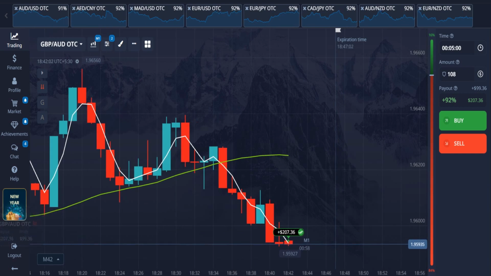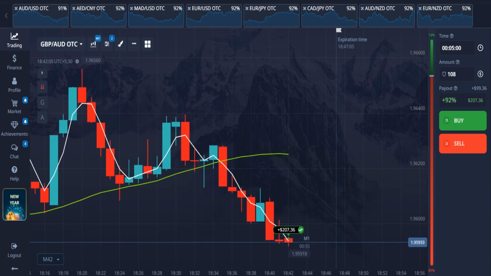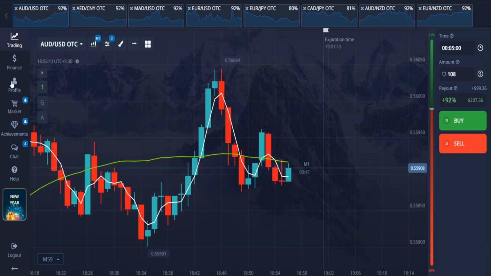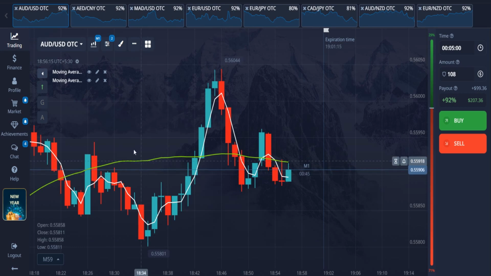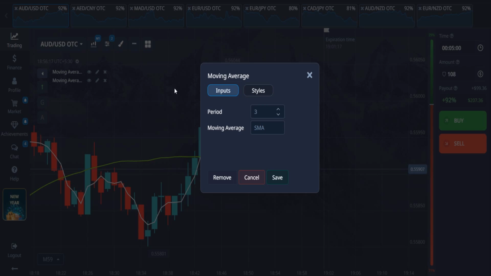Let's keep the momentum going and dive into the settings for the two simple moving averages indicators that we're using in this strategy. Here's how to set them up step by step. Add the first simple moving average indicator. Open the indicator settings and set the period to 3. Choose white for the main line color to make it easy to identify.